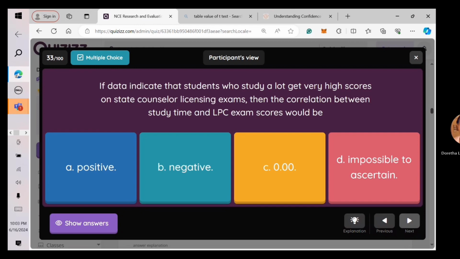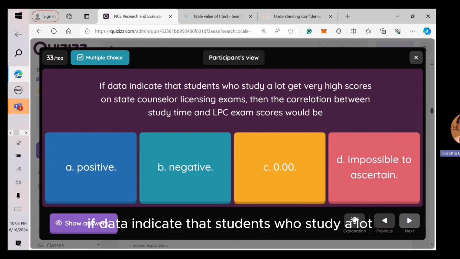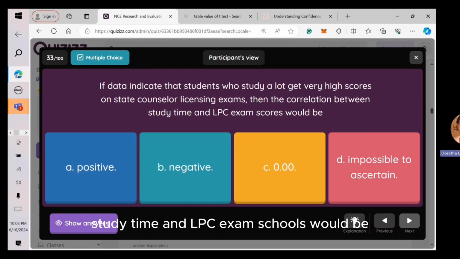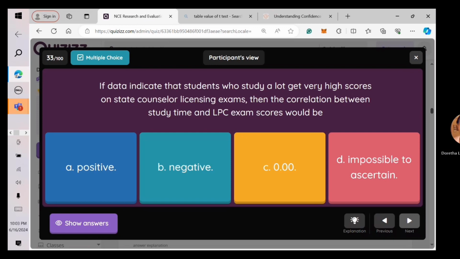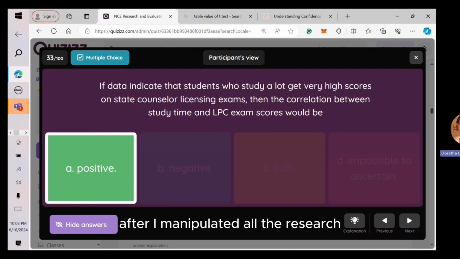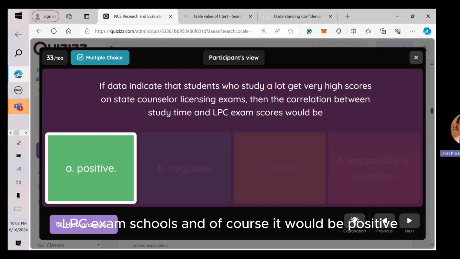If data indicate that students who study a lot get very high scores on state counselor license exams, then the correlation between study time and LPC exam scores would be positive, because there is a correlation. So we're looking at a study and the data from that study after the researcher manipulated, and the data results indicated that the high scores were in correlation between study time and LPC exam scores, then of course it would be positive.